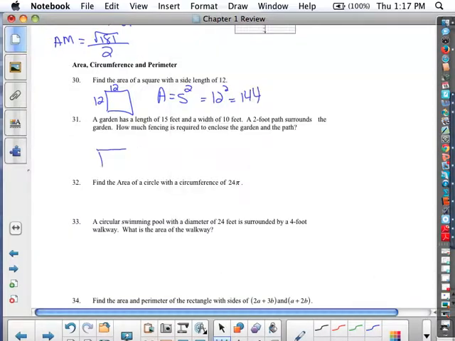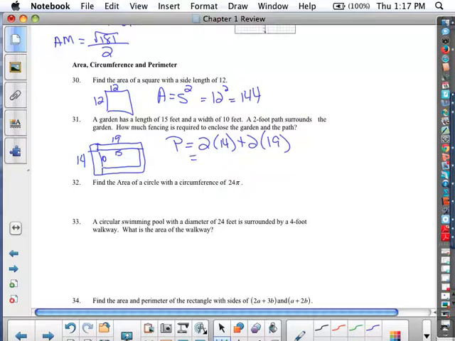Okay, I have my garden and I have my path. This is 10. I'm adding 2 feet here, 2 feet here. Therefore, this is 14. I'm adding 2 feet here, 2 feet here. Therefore, this is 19. So my perimeter is equal to 2 times 14 plus 2 times 19, which is 28 plus 38, 66 feet.